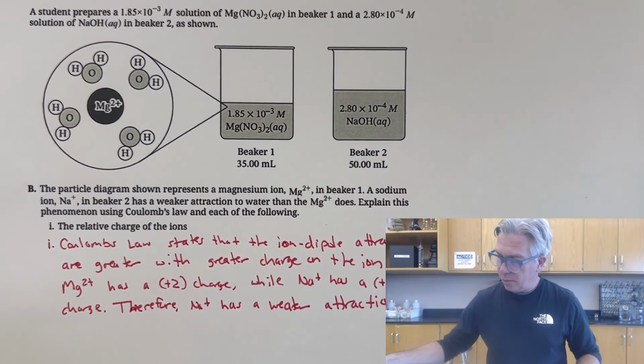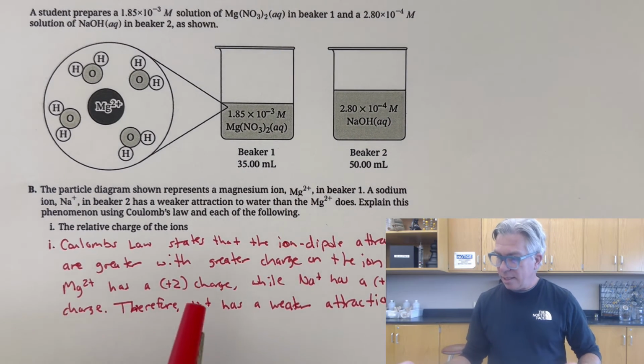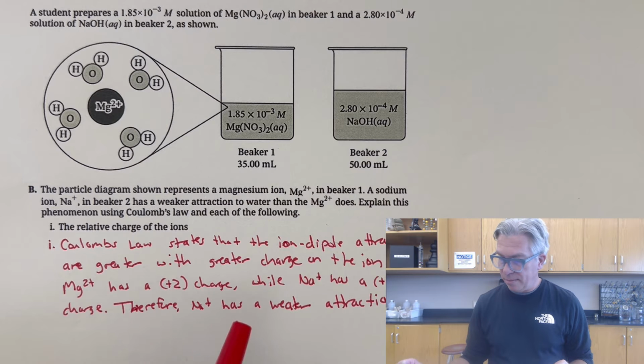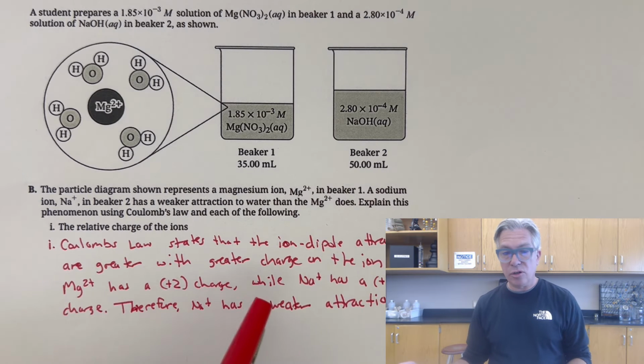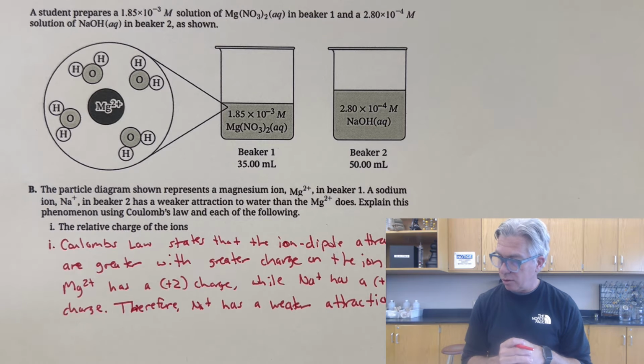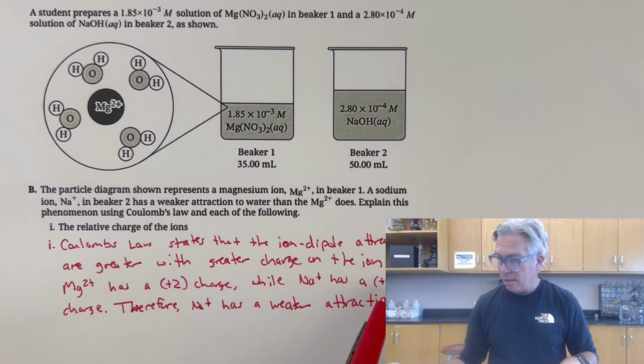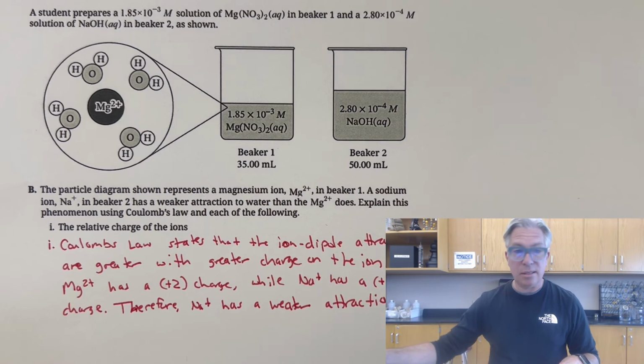And I wrote it this way. Coulomb's law states that the ion dipole attractions are greater with greater charge on the ion. The higher the charge, the more it can pull water molecules close to it. Magnesium 2 plus has a 2 plus charge, while sodium has a plus 1 charge. Therefore, sodium has a weaker attraction.